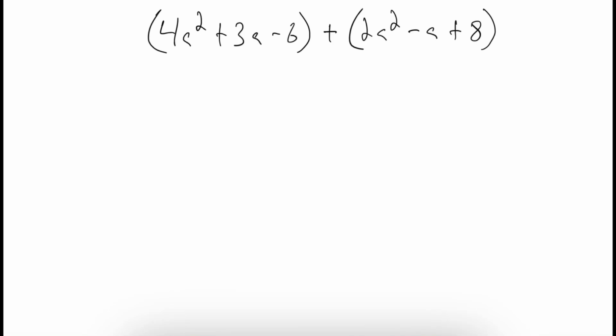Next, we have 4a squared plus 3a minus 6, all in parentheses, plus 2a squared minus a plus 8. So first, we'll get rid of our parentheses. We got rid of our parentheses. So now we can group our numbers together to make it easier to look at. 4a squared plus 2a squared. If you mark them off as you go, you won't mess that one up.